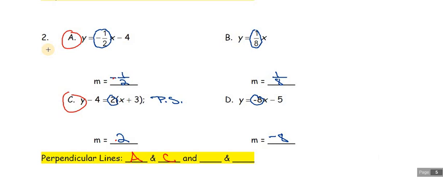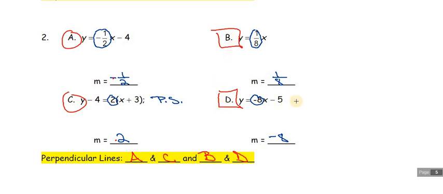And B and D, well, let's take a look at those. 1/8, so it's positive, went to a negative, and the 1/8 turned into an 8 over the invisible 1, so B and D are also perpendicular to each other. Okay, so we had 2 pairs of perpendicular lines. A and C are perpendicular, they intersect at 90 degrees, and B and D intersect at 90 degrees.